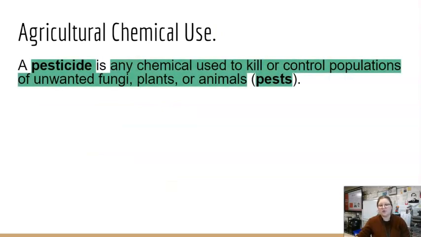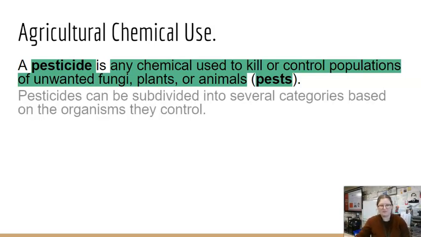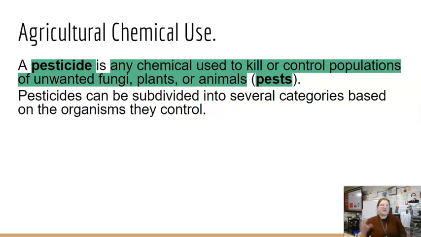So, agricultural chemical use. First, let's talk about what a pesticide is. A pesticide is any chemical used to kill or control populations of unwanted fungi, plants, or animals, aka pests. So a pesticide is a pest controller. Pesticides can be subdivided into several categories based on the type of organism that they control. And a lot of these you probably are familiar with.